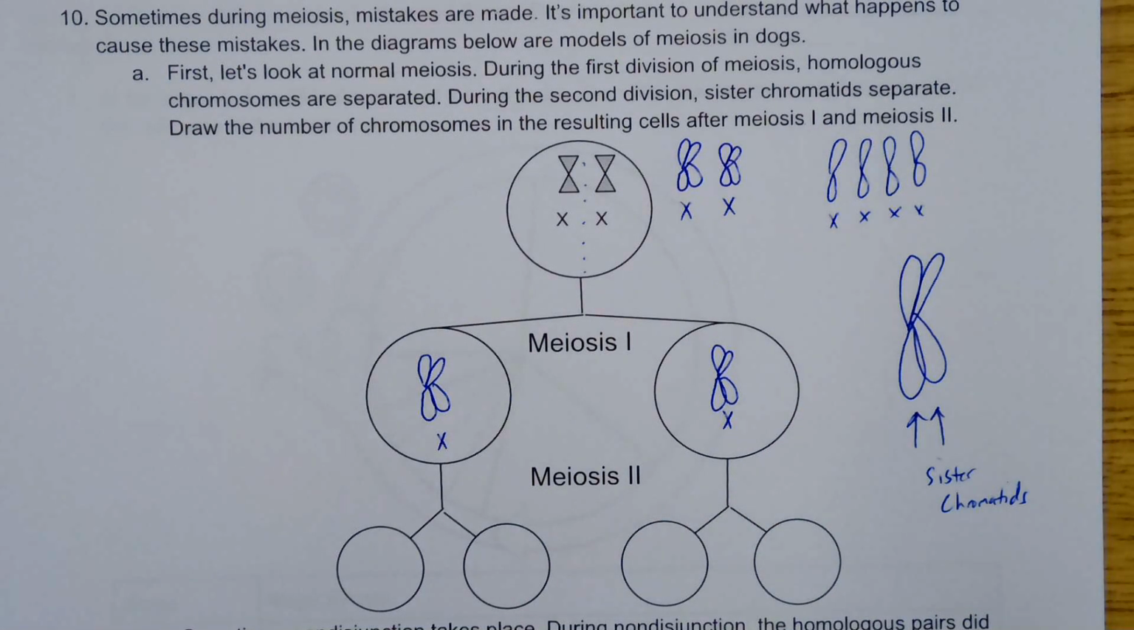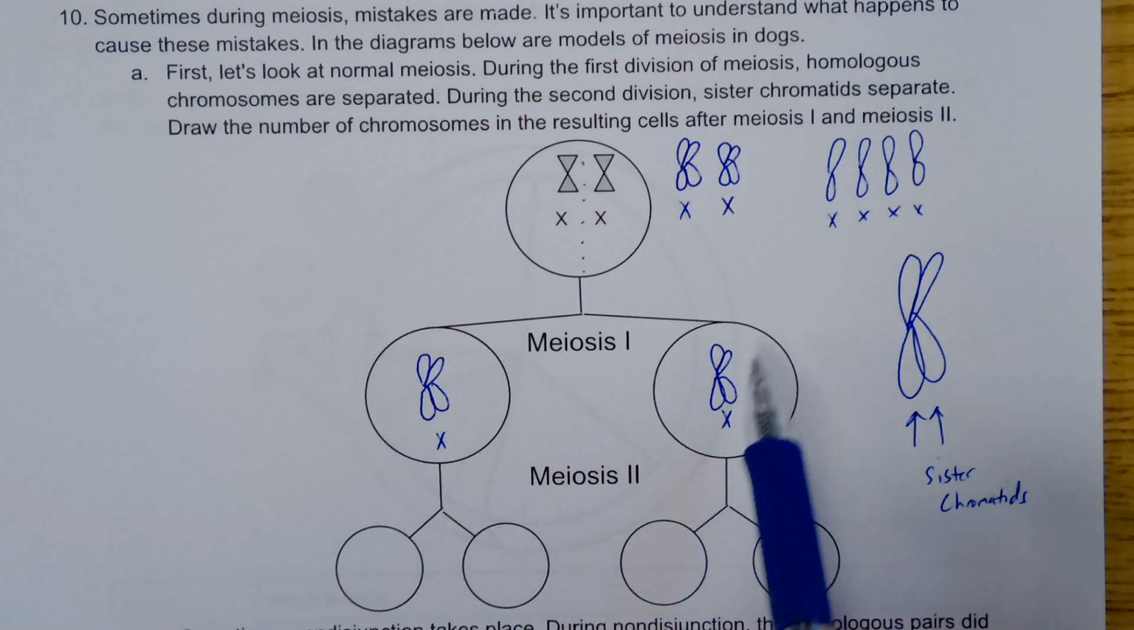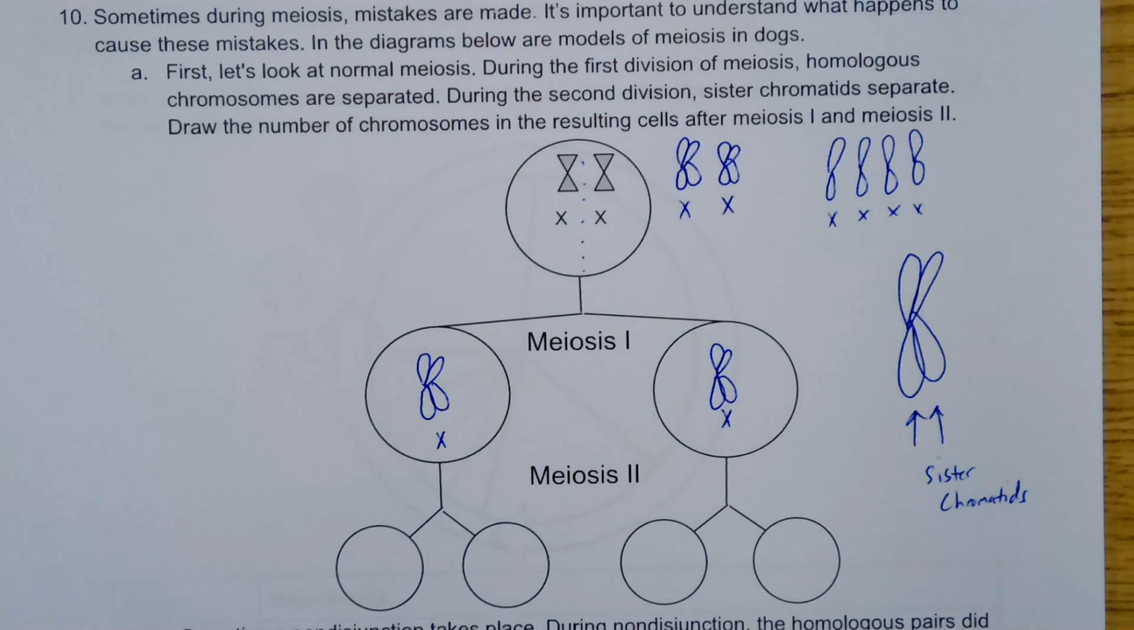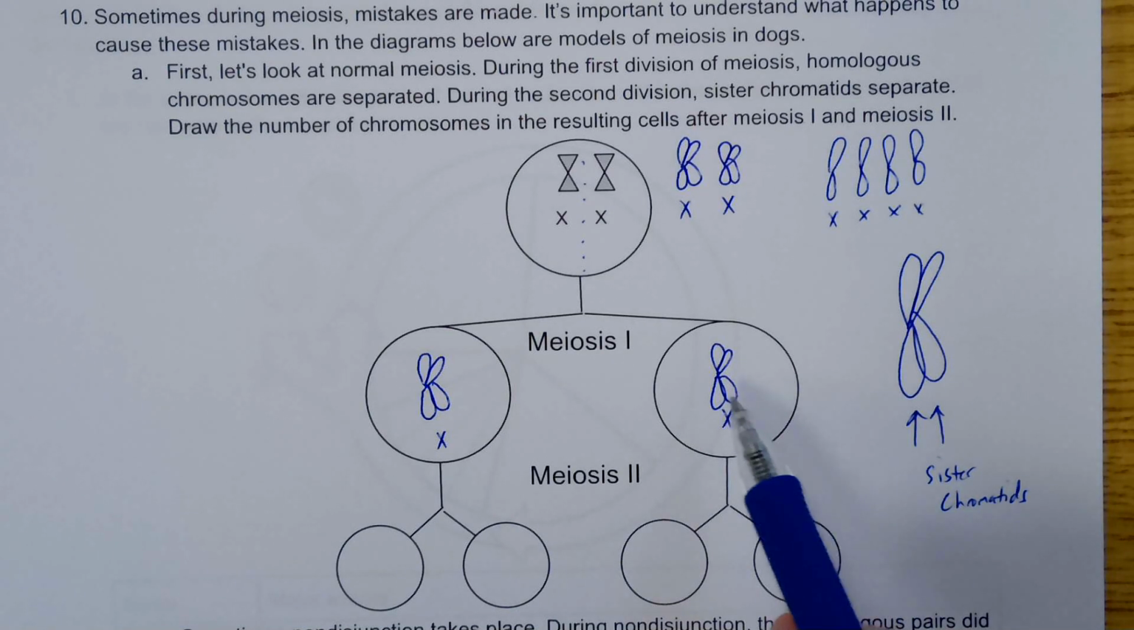And so what's happening during meiosis 1? The homologous chromosomes separate. They go to opposite sides. In meiosis 2, these two X chromosomes now need to split.